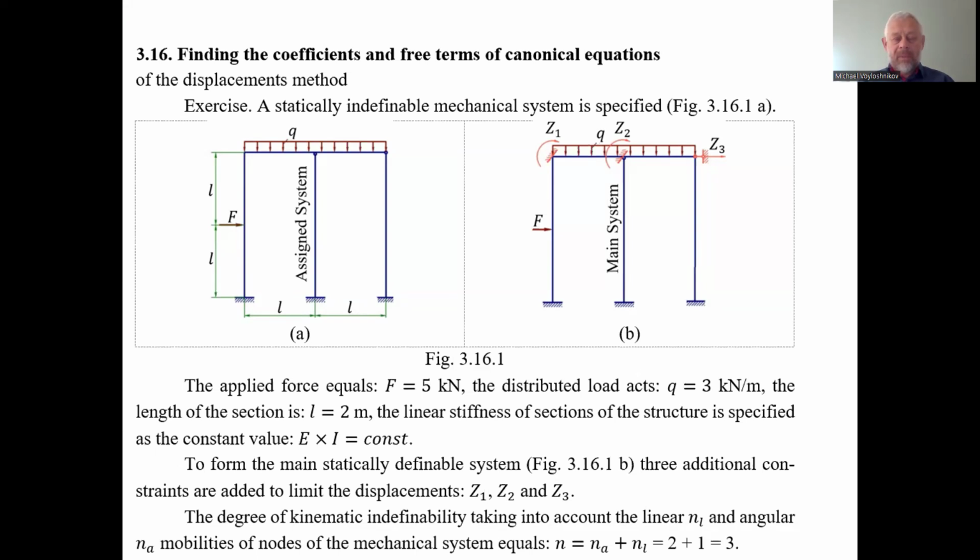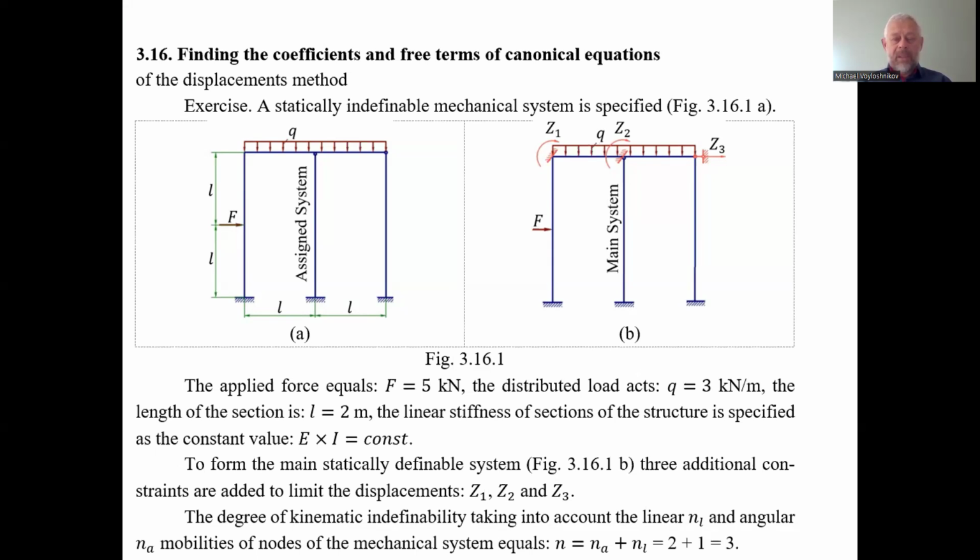Figure 3.16.1a. This is a 4 times statically indefinable system, so we use the displacement method. First, we have to build the main system of the displacement method. The main system is the assigned mechanical system, but in definite places we have to add extra reactions, extra supports.